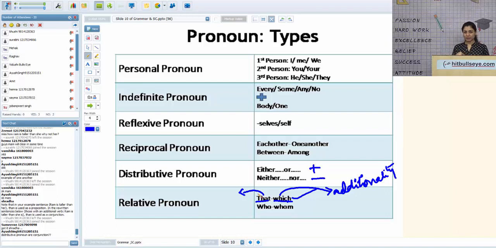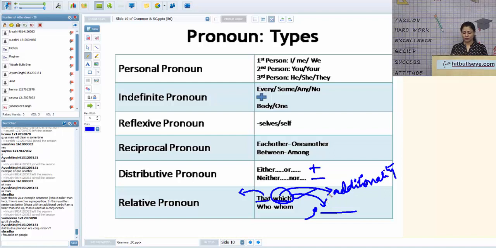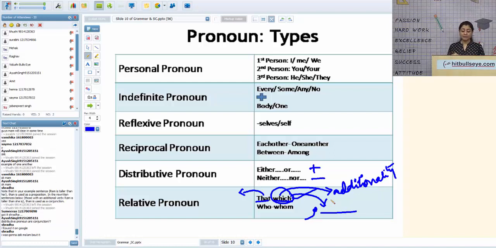Whenever you have to fill in the blanks for that or which, if there is a comma before the blank, definitely it's going to be which and never that. Obviously, we just talked about how which talks about additionality, right? And whenever there is a comma, we are talking about additional information. So whenever a comma precedes a blank, it's always going to be which.